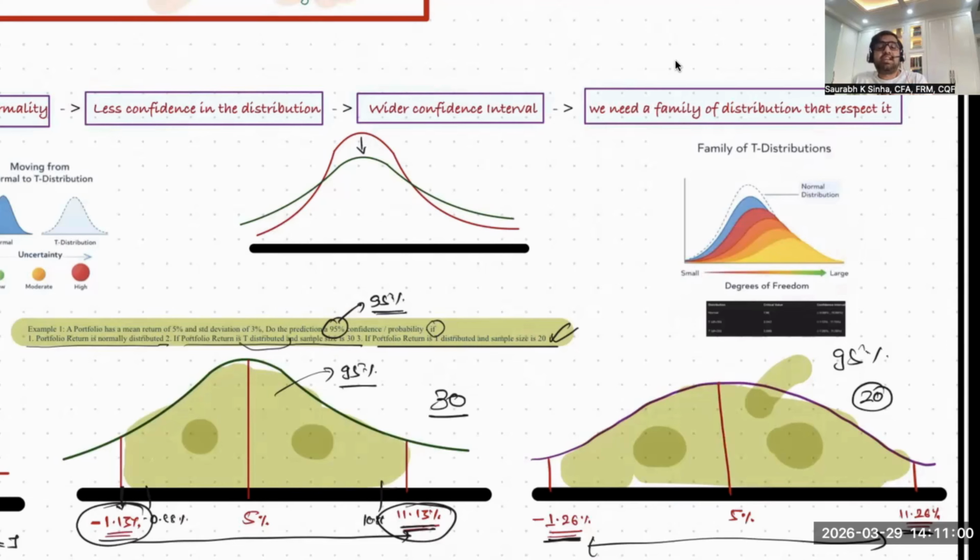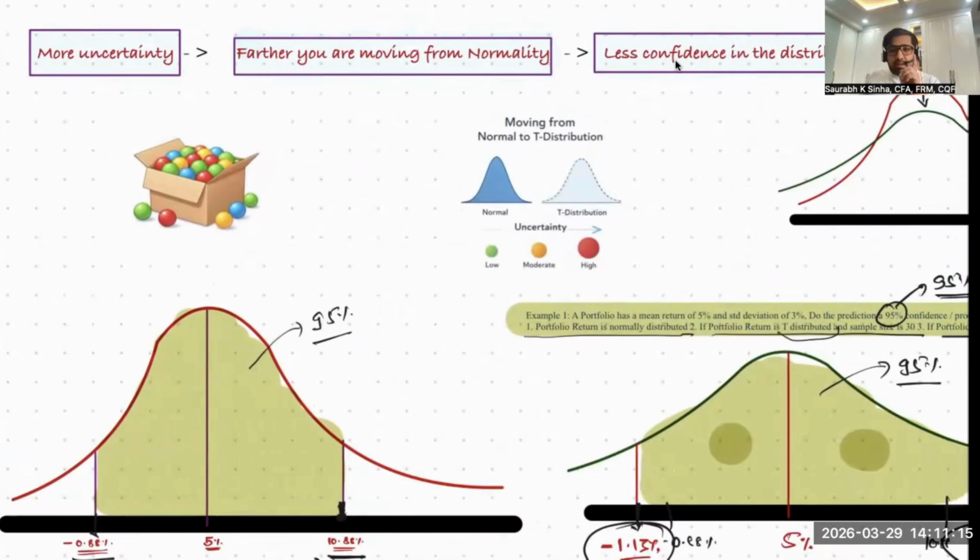Your prediction quality has decreased. Why has it decreased? If you're confident in a narrower range, that is the quality of the prediction. If I can say that I'm 95% confident that the return will vary between 4% and 6%, that is confidence in the prediction, because now I'm saying it will vary only between 4% and 6%. I don't know which distribution to be used, but I cannot say that. So if I'm 95% confident with a wider range, then my quality of the prediction has decreased. And it is decreasing because the sample size has decreased.